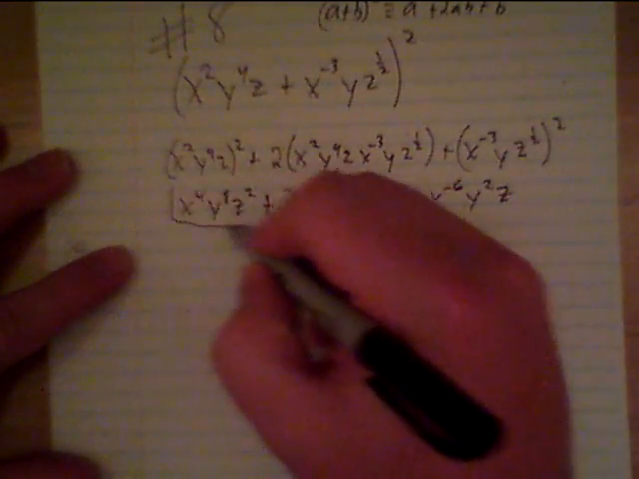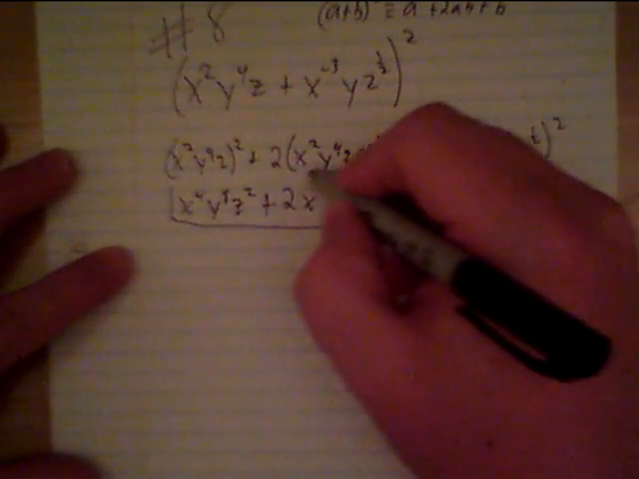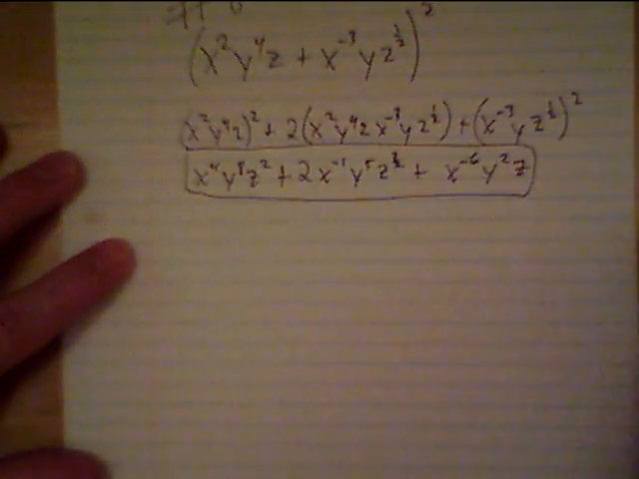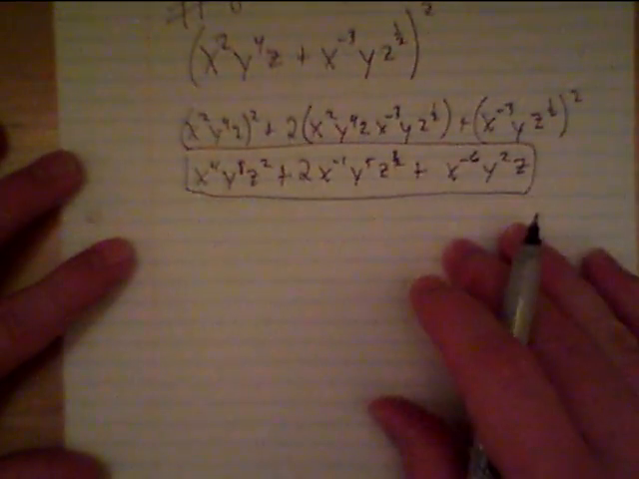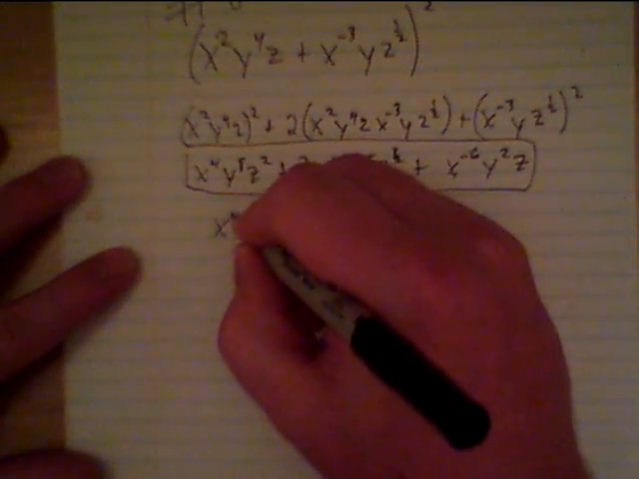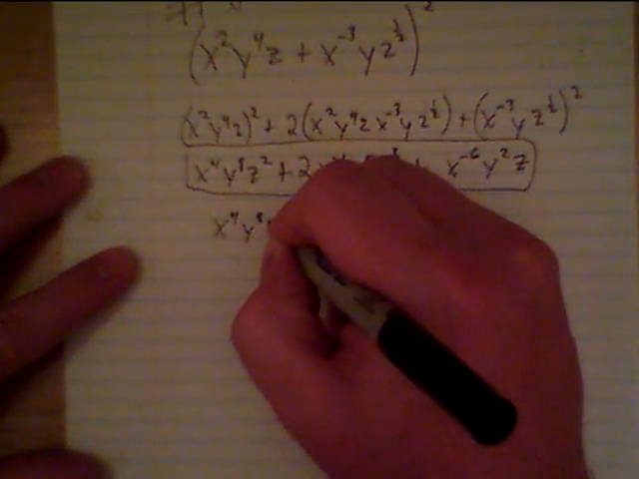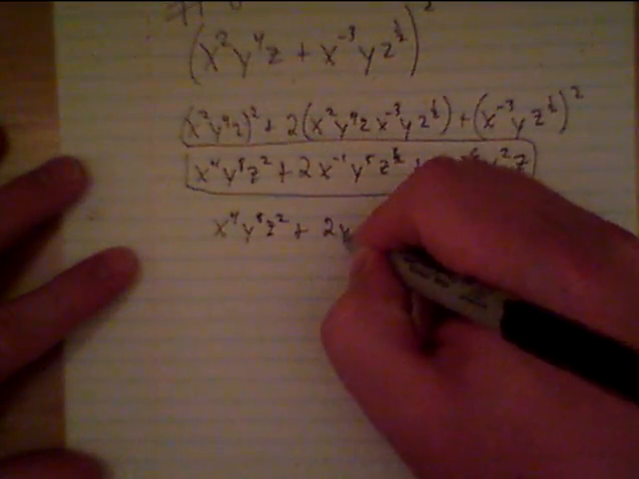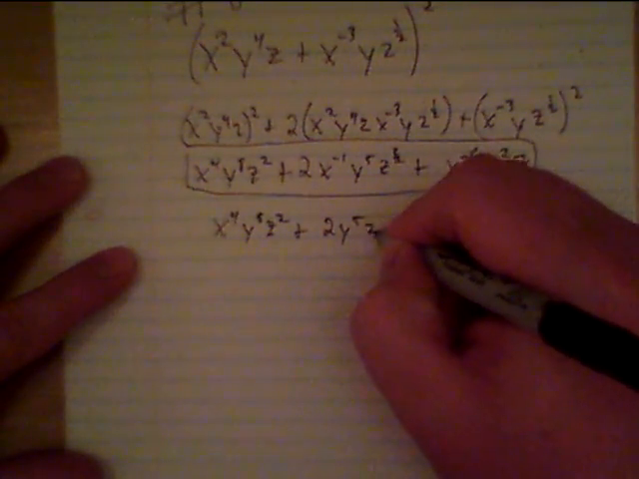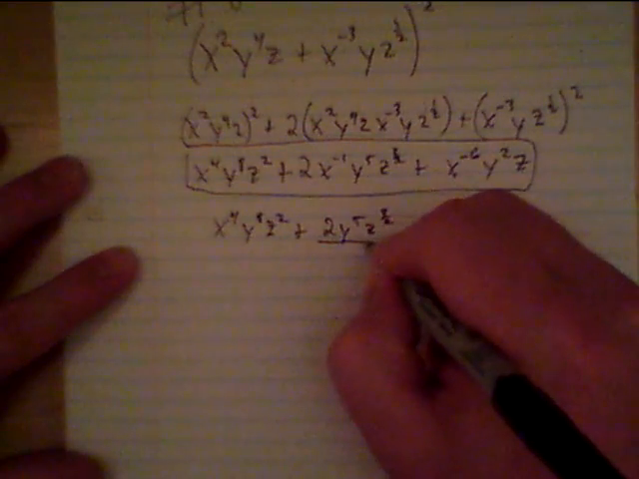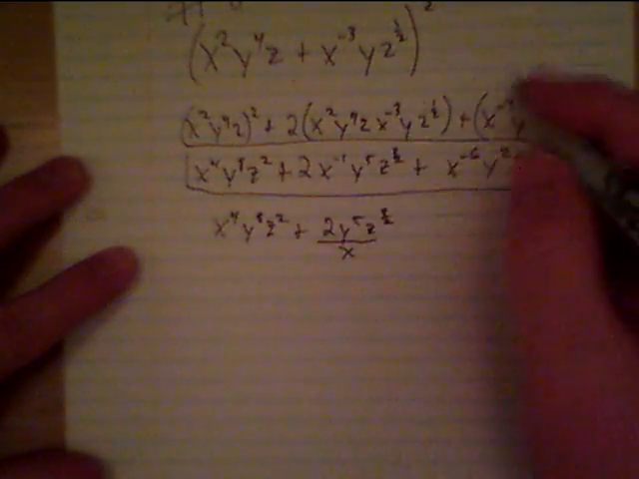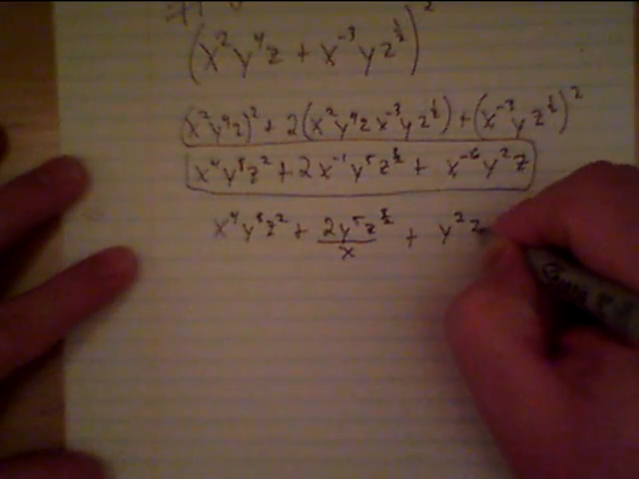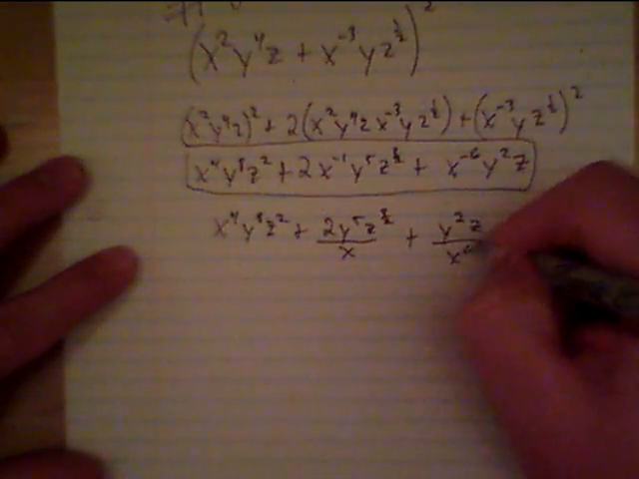So this is a correct answer, and you'll find that when you get to calculus, you'll prefer negative exponents like that, but some teachers may want you to put these negative exponents in a denominator. So alternatively, we could have x to the 4th, y to the 8th, z squared plus 2y to the 5th, z to the 3/2 over x to the 1st plus y squared z over x to the 6th.